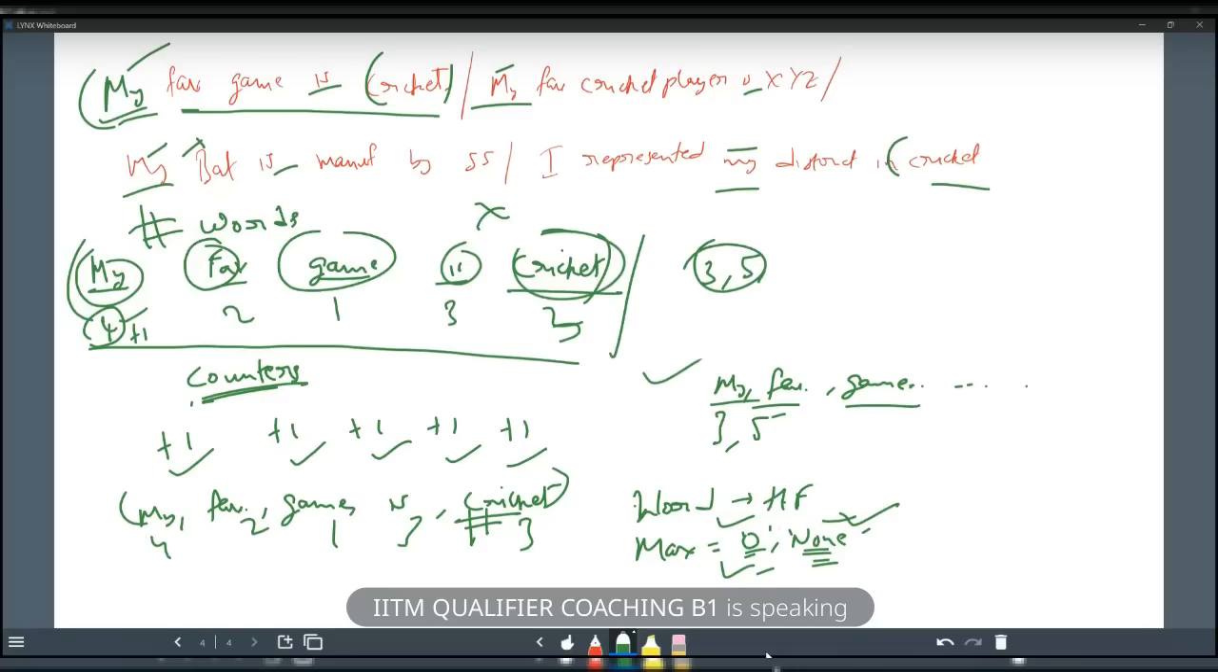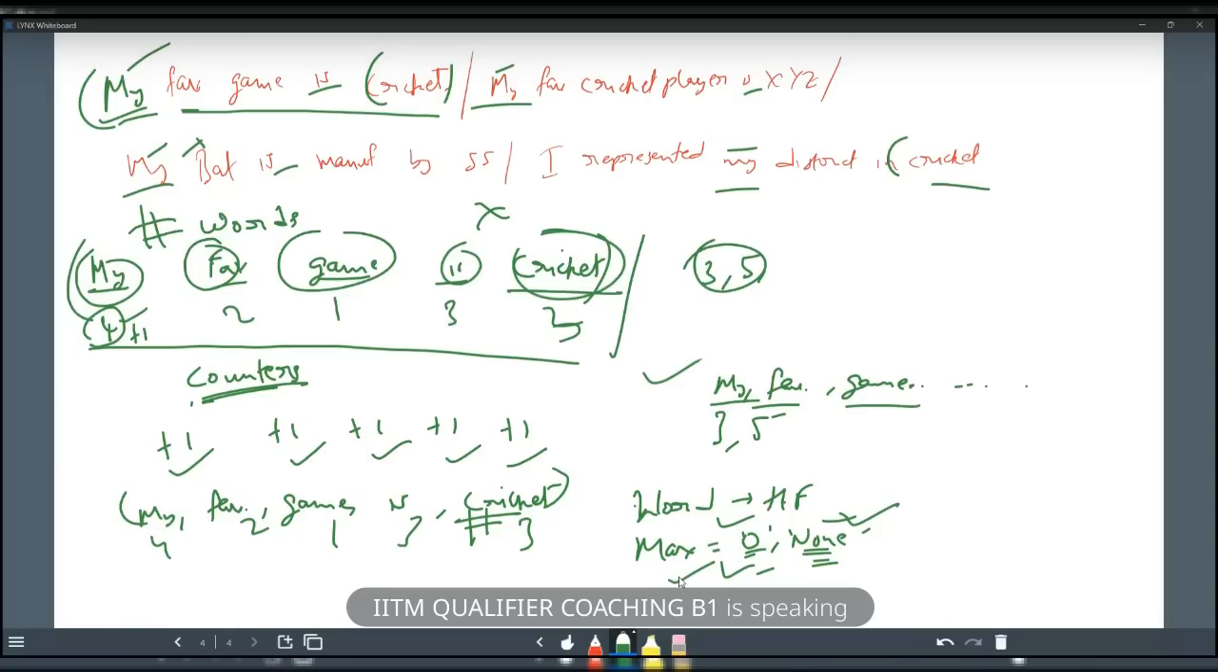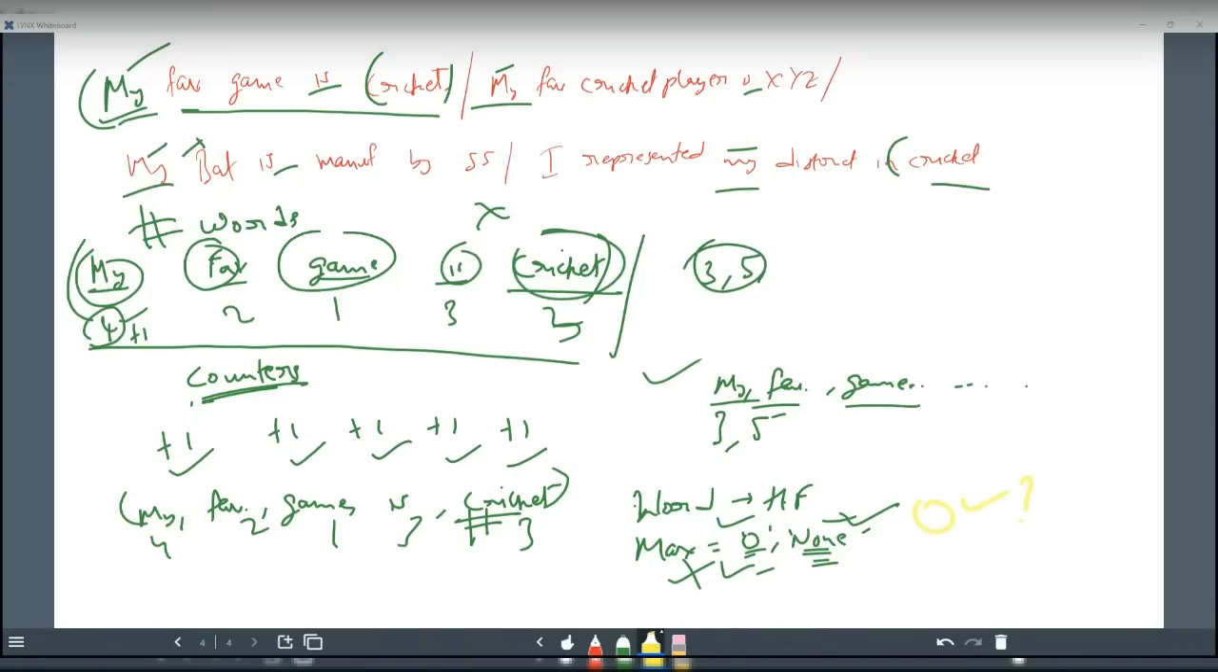Can you give me a recap of where we can assign this? Can someone tell when we can assign 0 to max? 0. When can we assign 0? Come on guys, somebody speak up now. How many times it has been repeated?